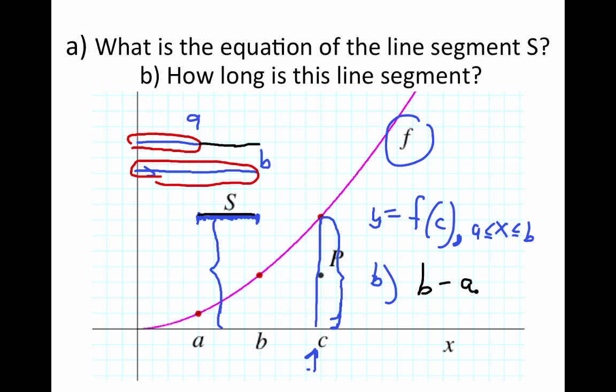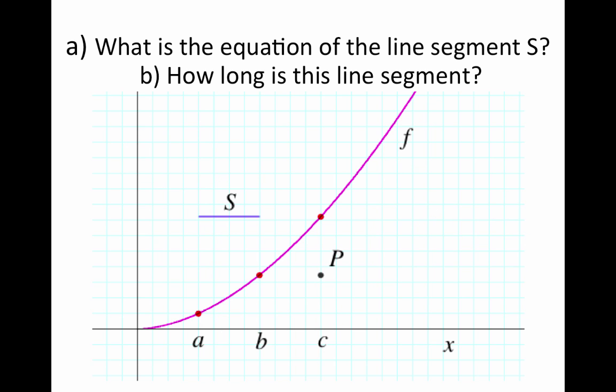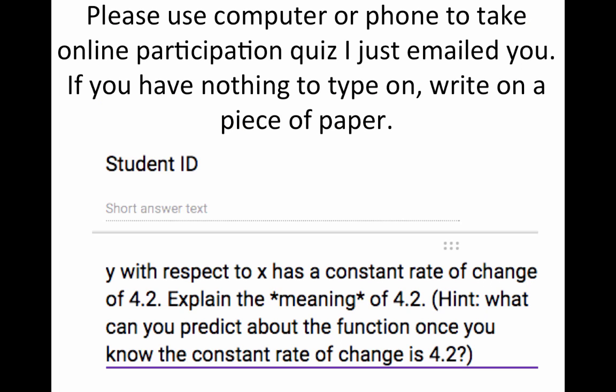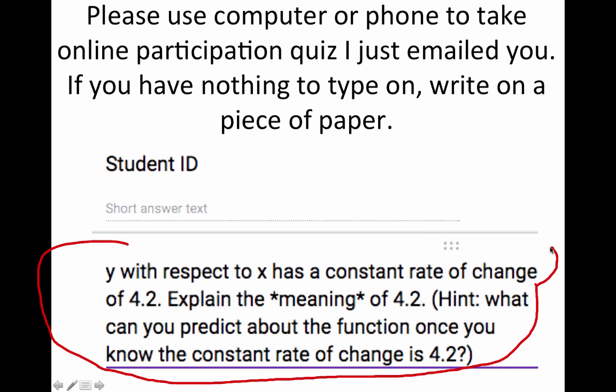Alright, I'm going to clear this now that we've started to talk about the difference between describing the equation and the length of it. We're going to go on to continuing to talk about constant rate of change. So the first thing I asked you to do is to use a computer or phone to answer the online participation quiz. And the question was, if y with respect to x has a constant rate of change of 4.2, explain the meaning of 4.2. And I gave you a hint. What can you predict? There's also a hint right in the question itself. It's a constant rate of change.